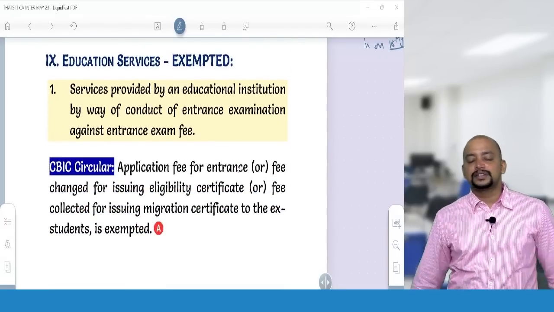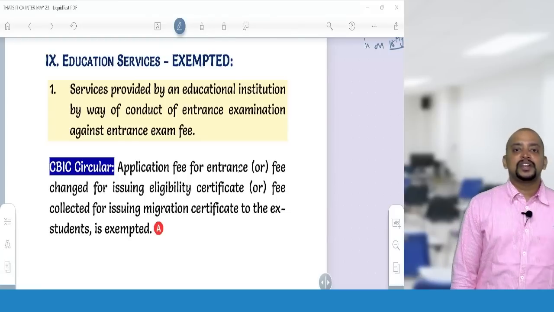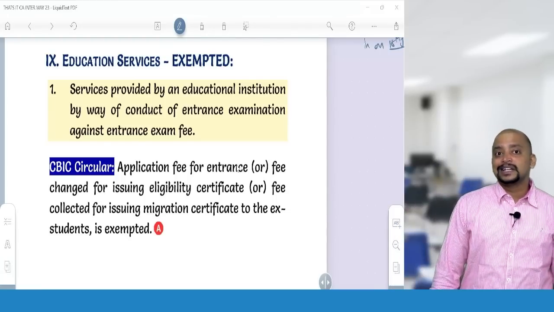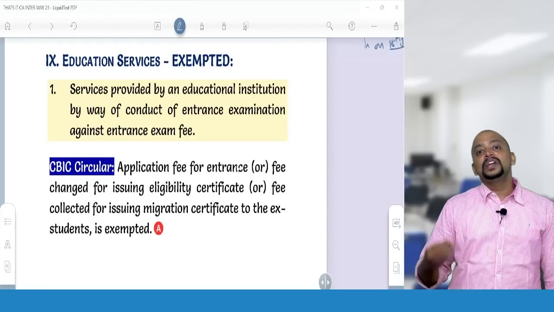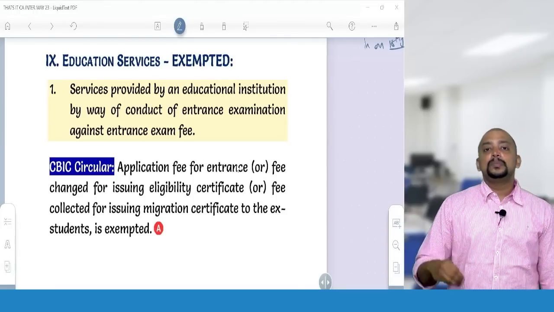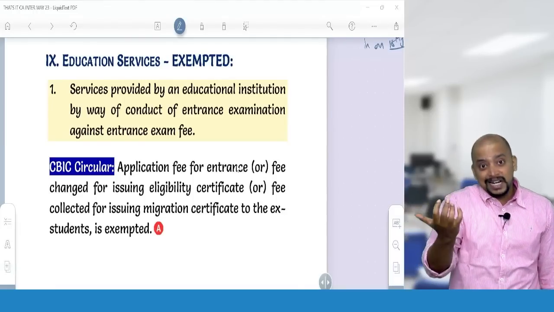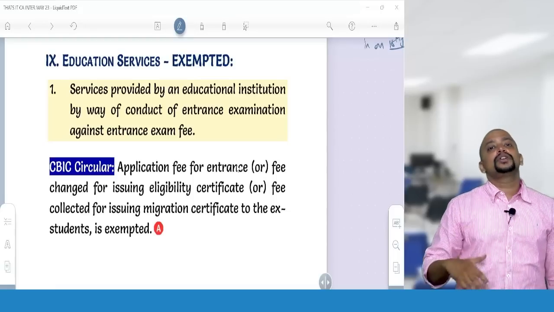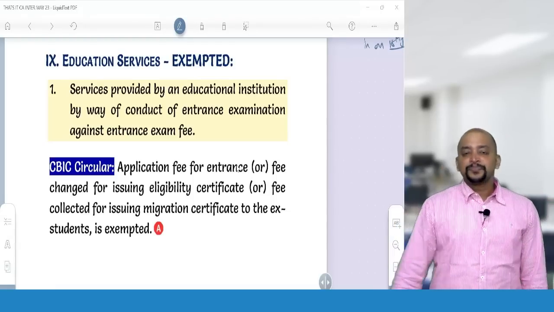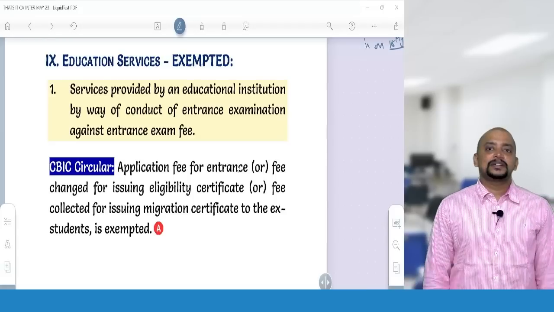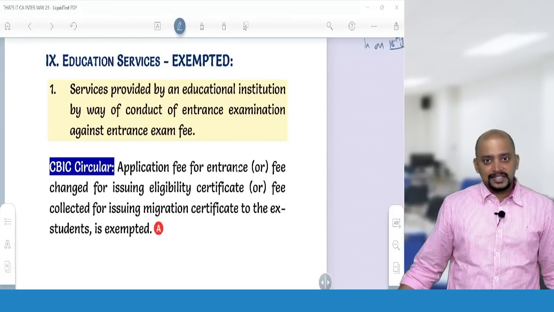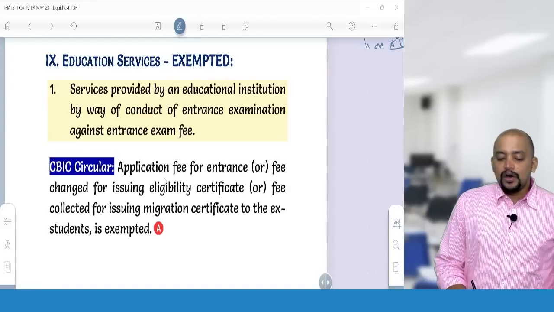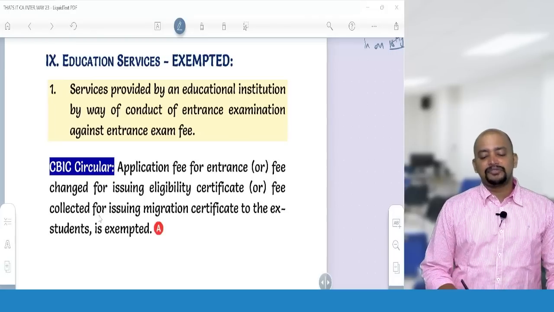Then education services. In this, the education institution collects an entrance exam fee, and only after qualifying that entrance exam they will give admission in that institution. So that entrance exam fee will be exempted, whether they give admission to all students or not. And not only this, any amount collected by an education institution will be exempted if it is collected from its students, faculty and staff. So even application fee, fee charged for issuing eligibility certificate or fee collected for issuing migration certificate, all these are exempted.